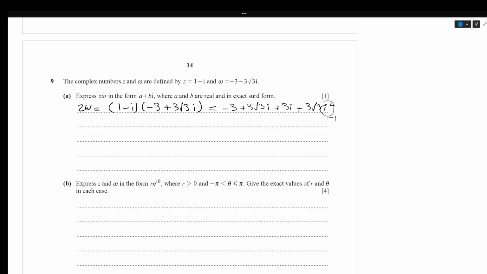-1, सो ये प्लस हो जाएगा और मैं आई स्क्वायर को यहाँ से हटा देता हूँ और ये हो जाएगा -3 प्लस 3 रूट 3 प्लस 3 प्लस 3 रूट 3 आई, एंड दिस विल बी योर आंसर जिस फॉर्म में हमें रिप्रेजेंट करना था. हमारे पास ZW आ गया.